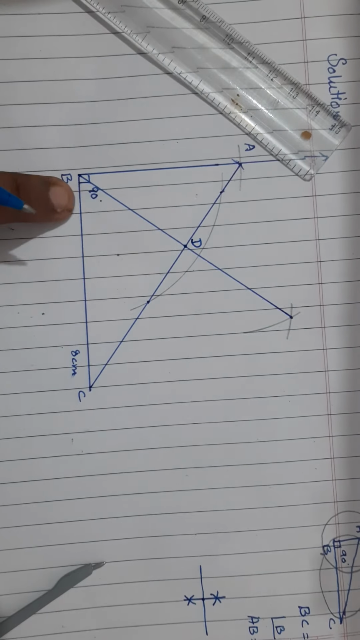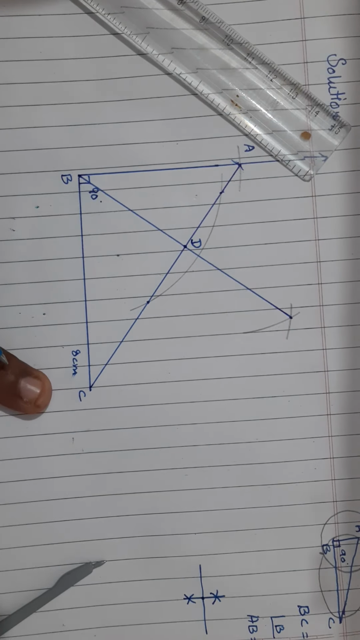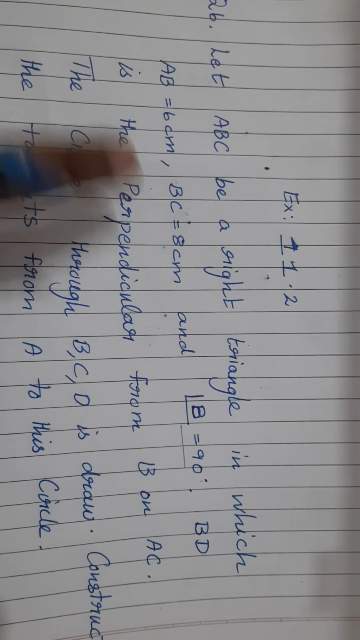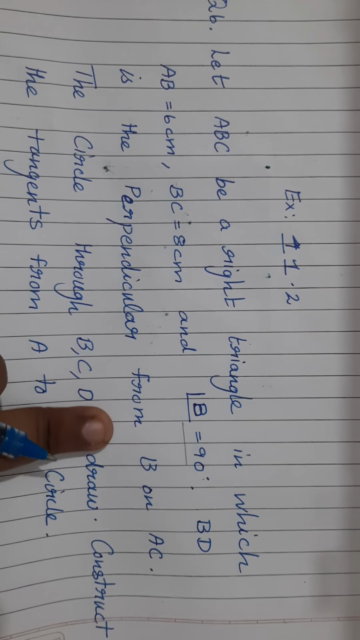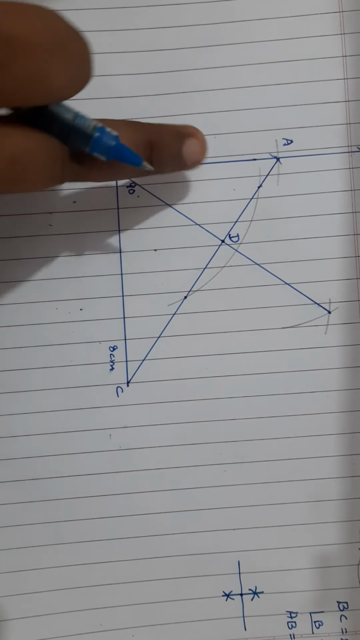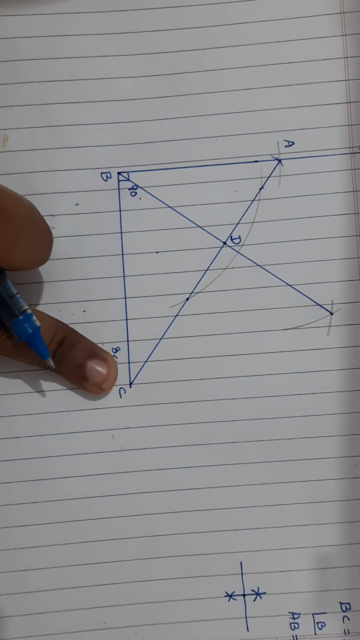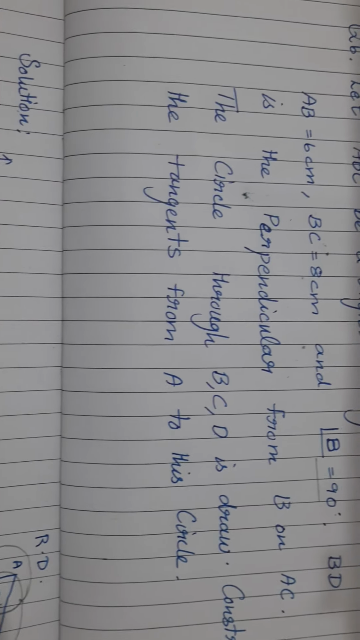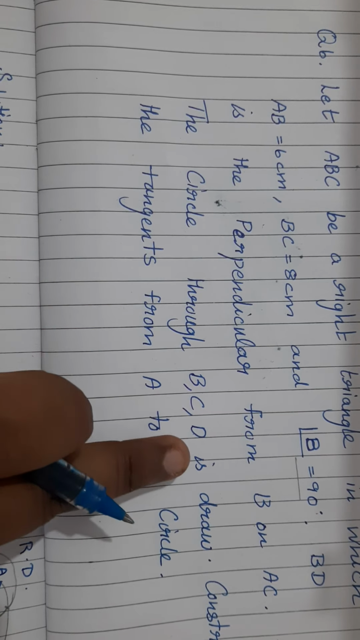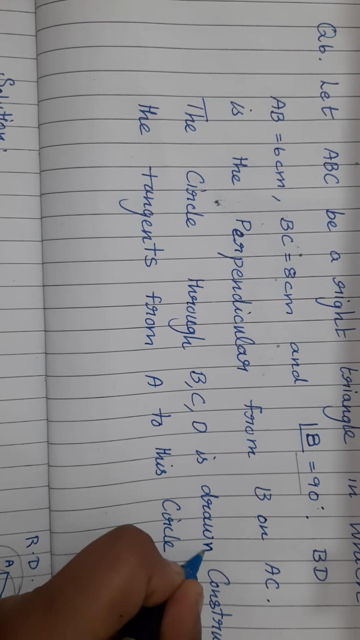Now D is perpendicular to AC. The second concept also is over. BD is the perpendicular from B on AC is over. What is the next concept? Next concept is the circle through BCD is drawn.